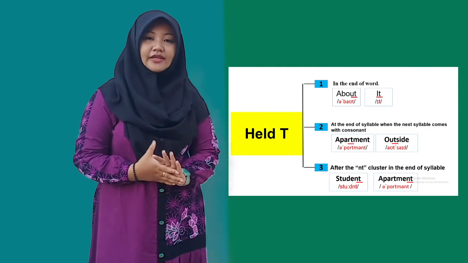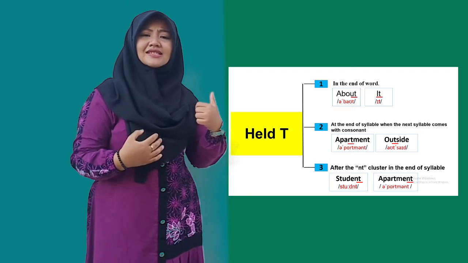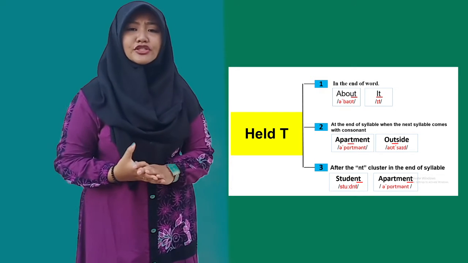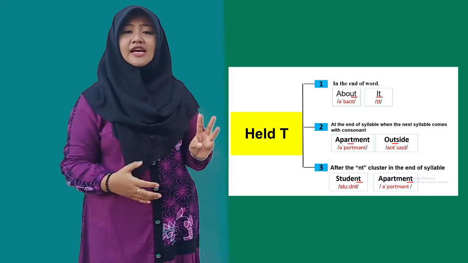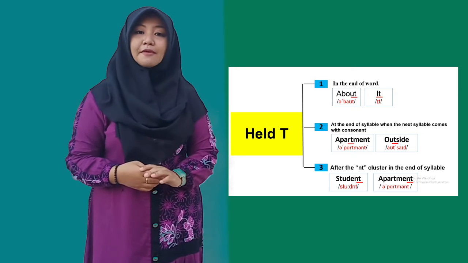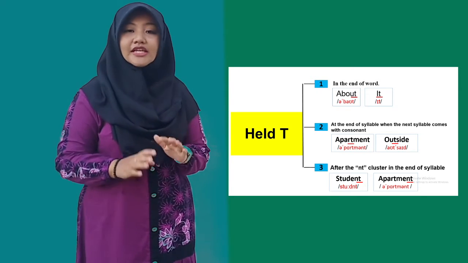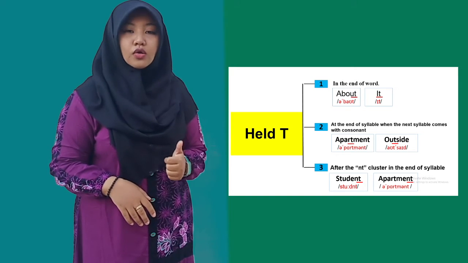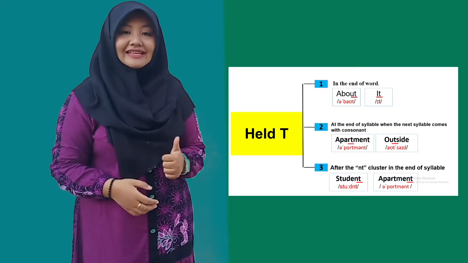The third type of American T is held T. What is held T? We don't really pronounce it clearly or precisely, no. We pronounce it in three types of held T. The first, if the T occurs at the end of a word, for example, about or it. About, we don't pronounce it about or it, but we pronounce them about and it.